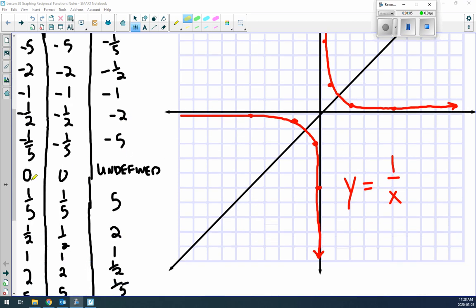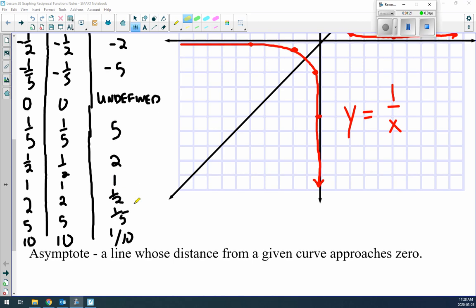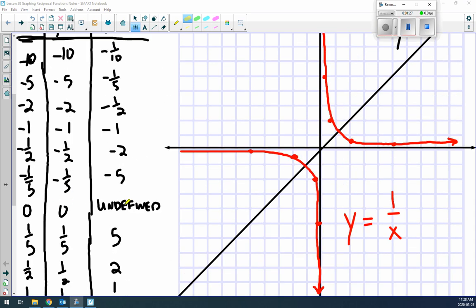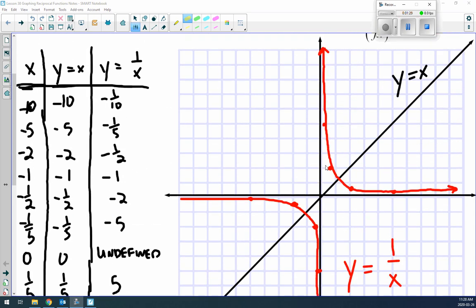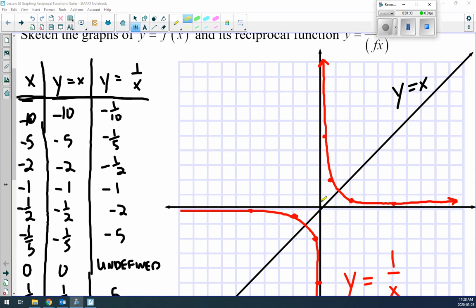Now look at 0. What is 1 over 0? Well, that's undefined, so that point does not exist. So we have a problem there. There's an undefined one. Let me just keep working back here. Oh, look at this one again. 1, 1, and 1. The reciprocal of 1 is 1. There's another key thing. So what we have is an asymptote in there, which is a line whose distance from a given curve approaches 0. Do we have an undefined value in here? Yes, we do. So the y-axis, as in x equals 0, is going to be our vertical asymptote.